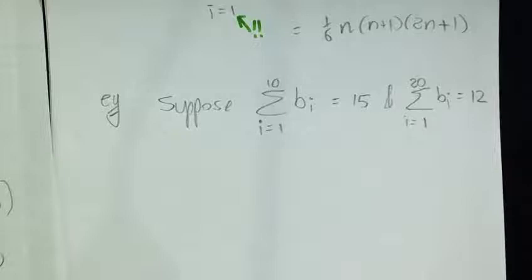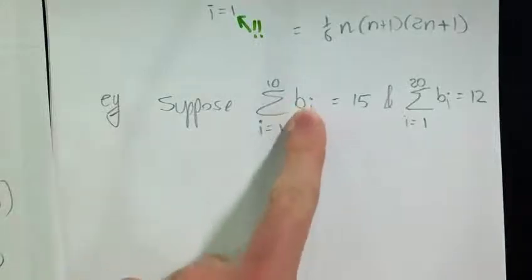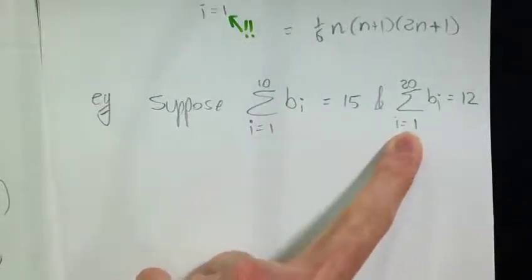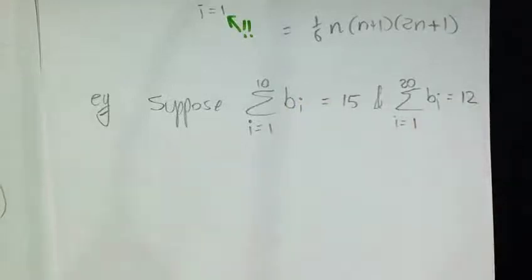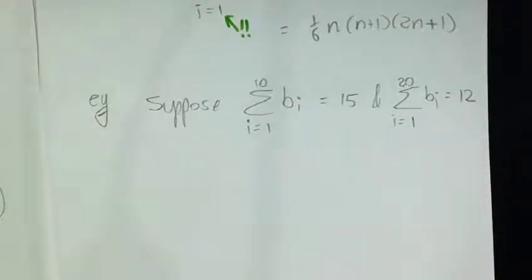Okay, so I've got 10 numbers all added together here, and they come out to 15. And I've got 20 numbers all added up together here, and they add up to 12. So some of them would have to be negative, because otherwise the answer couldn't get smaller when I put more of them in. But it doesn't really matter.